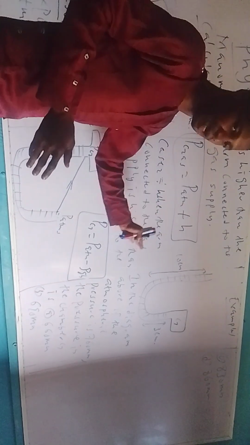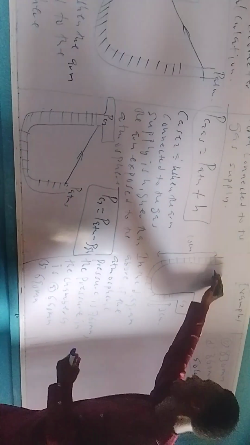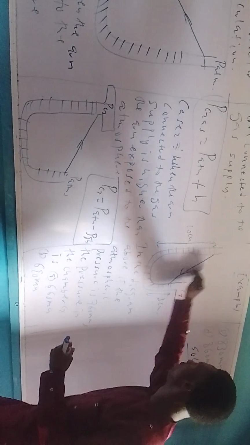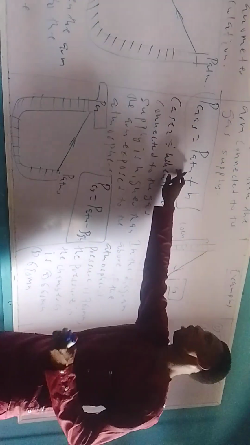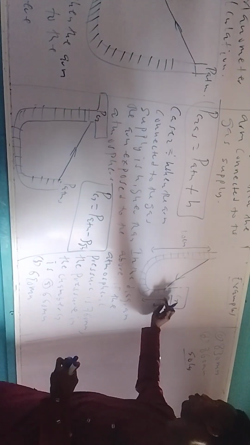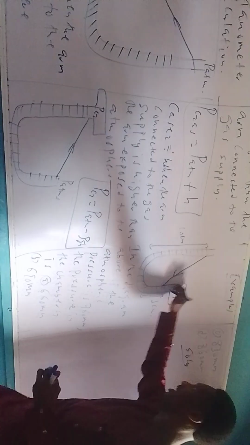Now let's solve this example using this. See the diagram. Solution: check the diagram. Which arm is higher? It is the arm exposed to the atmosphere. So connect it to the arm connected to the gas supply. How is it moving? Down. So it means you are using this formula. Why? Because from the arm exposed to the atmosphere to the arm connected to the gas supply, it's coming down.